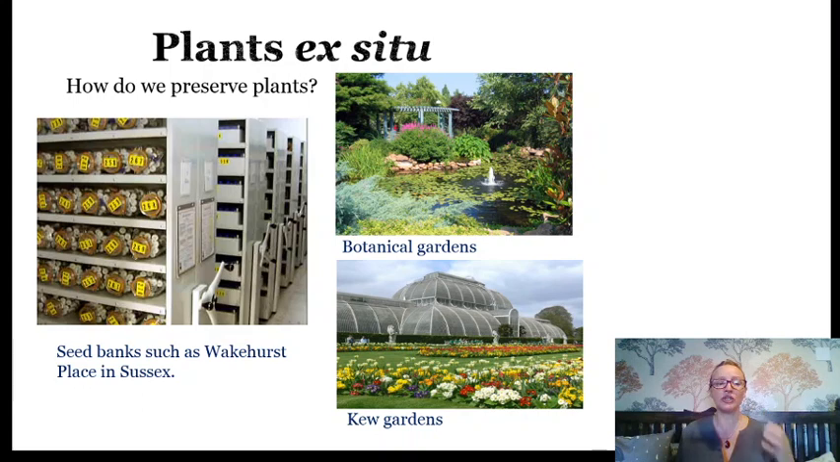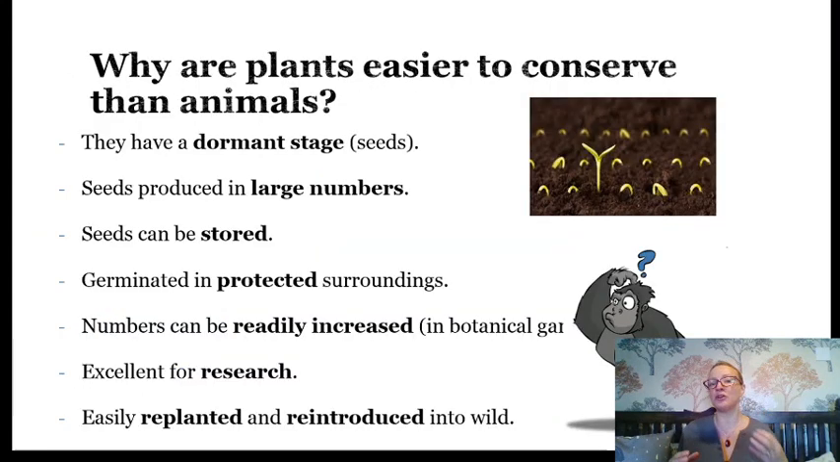So they've got these huge seed banks. Now, the good thing about plants is that they are quite easy to conserve because the seeds are these dormant stages and they can collect those seeds in large numbers and they can store them and they can prevent them from germinating until they actually want them to. So they can readily increase the population in those botanic gardens. Really, really good for research, and they can easily replant and reintroduce them into the wild.